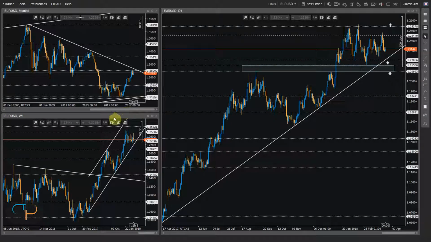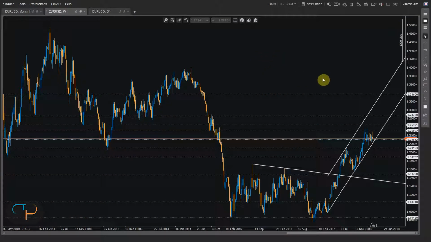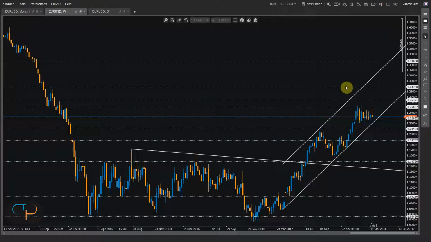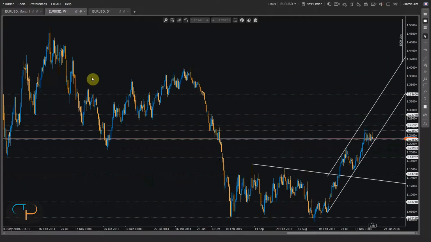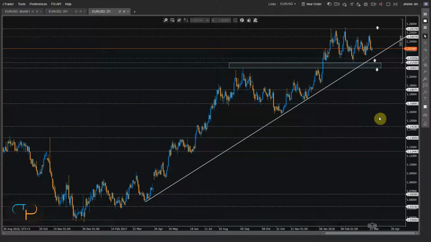Now, let's dive in. So I'll first look on the weekly chart in order to get the direction, and then on the daily chart for further information and for the actual trading opportunities. Now, on the weekly chart, the bias is bullish, and that's because price is still contained in this upwards channel and closed the week above this 1.2288 support level.